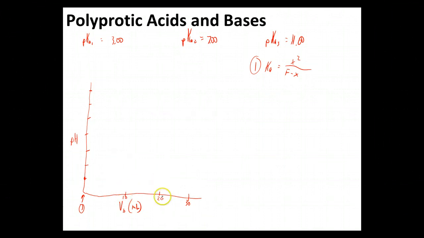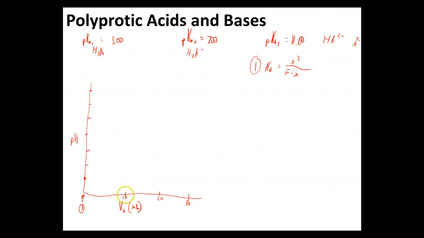We're going to have two different conditions here. For each of these two, we're going to have the point where we end up totally using up all of one form, but we're still in between two different forms. In other words, we're going to have an intermediate form. So for this one, we're going to have H3A. When we get to here, we're going to be working on H2A minus. Over here, we're going to be working on HA2 minus, and that's going to be in equilibrium with A3 minus. So I'll just write that way over here just to remind us, A3 minus.